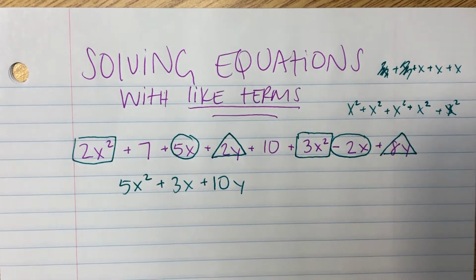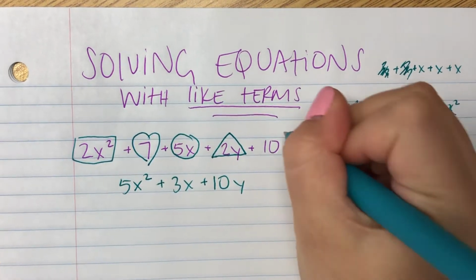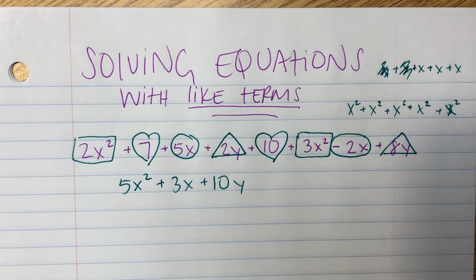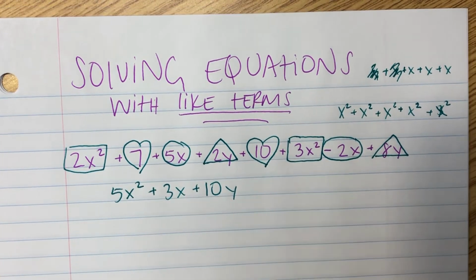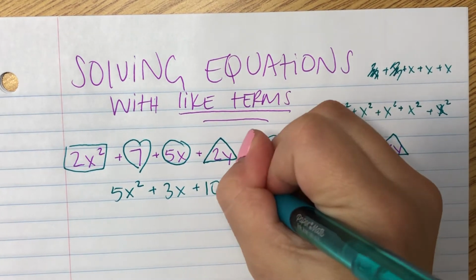Okay, and then last but not least, I'm going to put a heart around those, I guess. The numbers by themselves are called constants. They do not change. They don't have a variable. They're easy to work with. 7 and 10, they're both positive numbers. Combining 7 and 10 is just like adding. 7 plus 10 is 17.